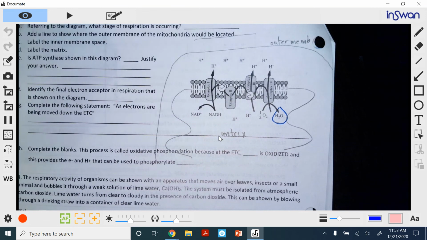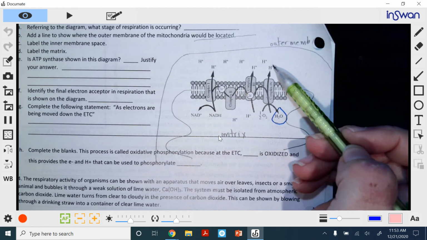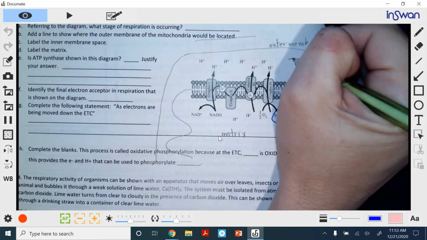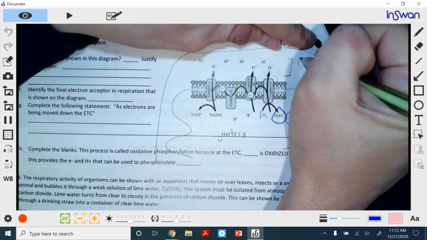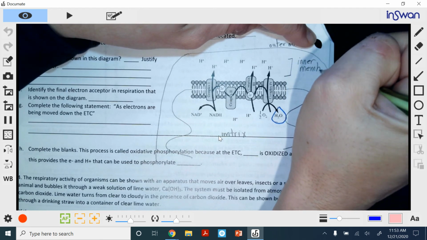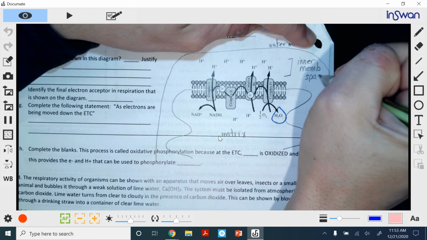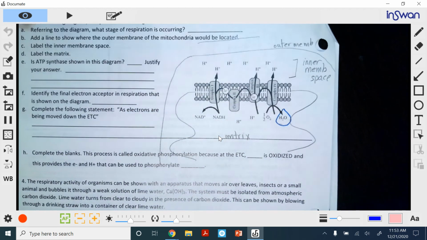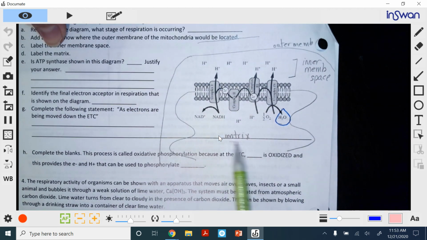Okay, so it says add a line to show where the outer membrane of the mitochondria would be located. So we kind of drew that in there for you. Label the inner membrane space, because you have to be able to tell me facts like protons, or you can say H plus, become concentrated in the inner membrane space. Okay. We labeled the matrix.